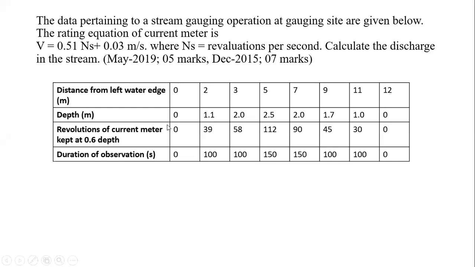Then the depth of measurement, that is the flow depth, they have given. For 0 there will not be any depth because it is exactly on the river bank. जो नदी का कट रहेगा, जो साइड रहेगी वहां पे रहेगा ए 0 और ए 12.